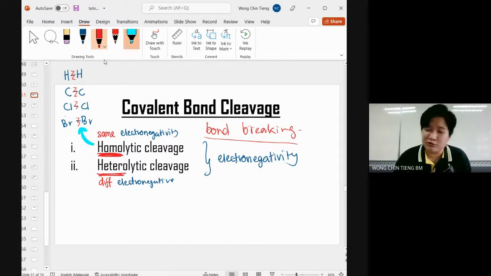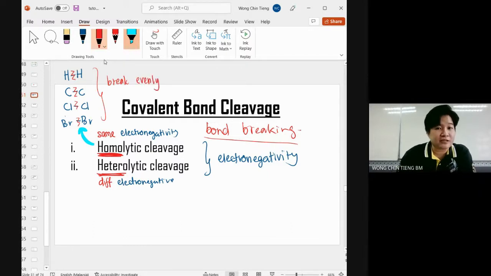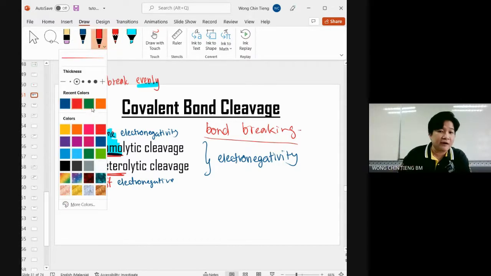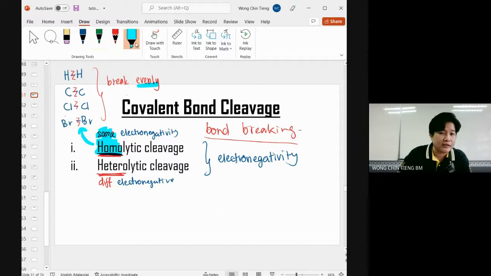Tali tu mungkin most likely akan putus kat tengah dan tali tu akan putus evenly. Break evenly. Dia akan putus sama rata. Betul? Kenapa putus sama rata? Why? Everything is the same. Evenly, same electronegativity. Because it's our homolytic cleavage. Nampak? And then, the same thing applied. The exact same concept we apply, but we apply to heterolytic.